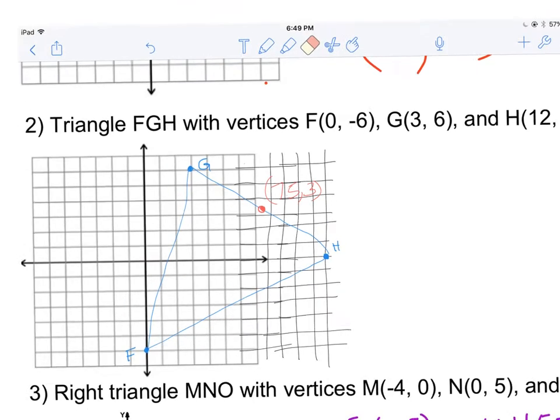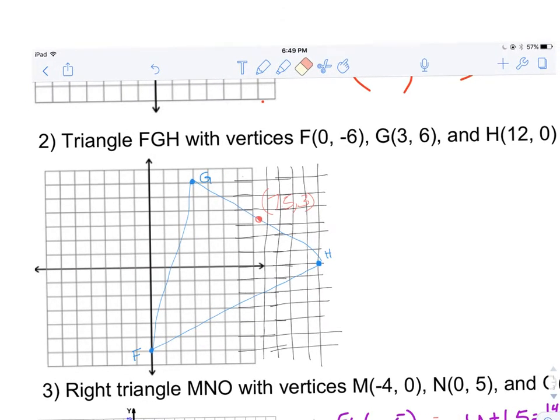That's okay, as long as my numbers are right. Then I'm looking at FH. I'm going from 0 to 12 divided by 2. I'm at 6. So 1, 2, 3, 4, 5, 6, somewhere like there. And then -6 to 0, -6 divided by 2 is -3. So we said this was (6, -3).